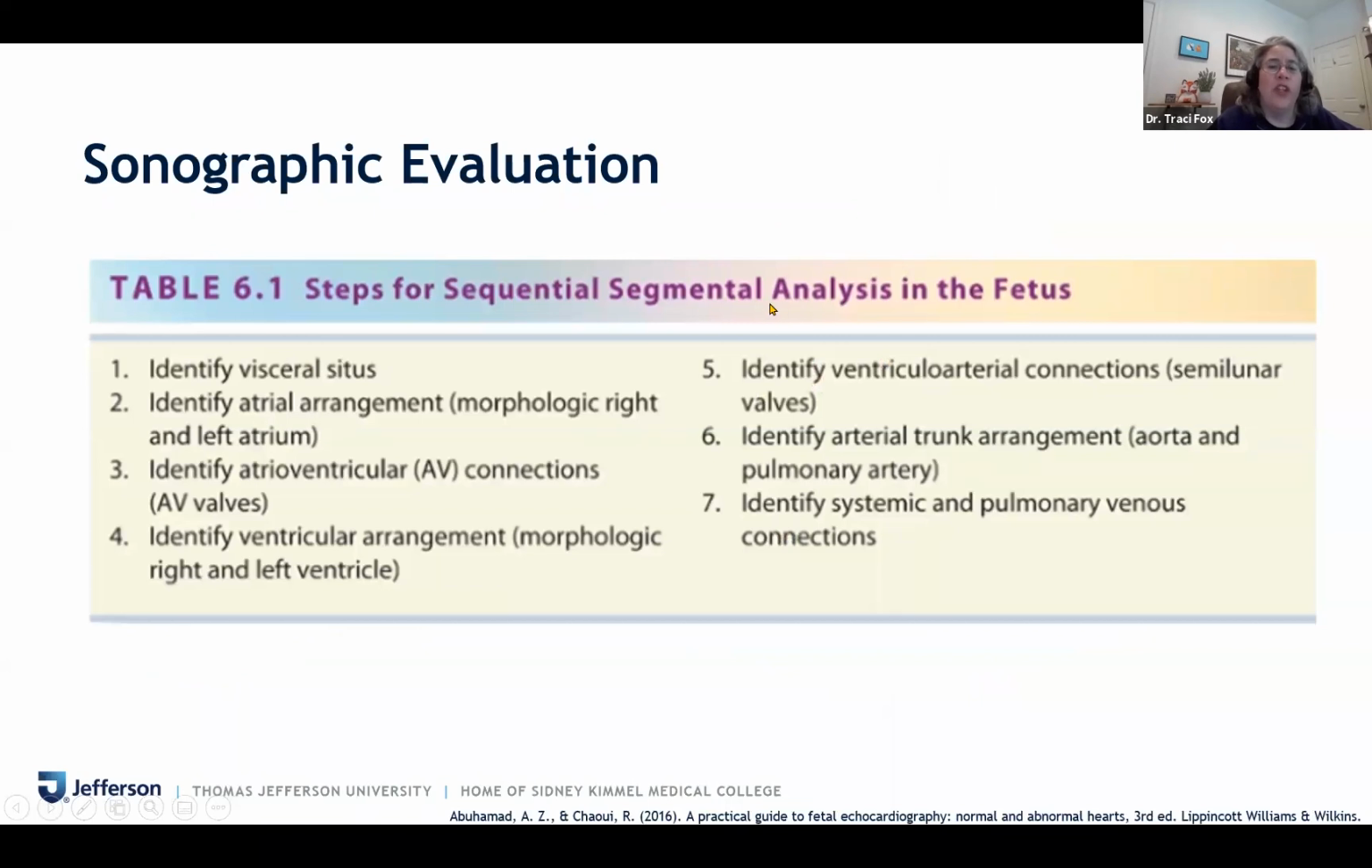The steps for sequential segmental analysis. So it's good to have a protocol. Fetuses, generally speaking, don't allow for protocols. Like, you can't always scan the spine before you scan the heart, before you scan the head. The fetus will let you get what the fetus will let you get. However, it's good to have a plan so that you don't miss anything when scanning the heart. So I always try to get the 4-chamber, then the outflows, then I'll get my sagittal views, etc. So it doesn't matter if your plan matches this one as long as you have one.